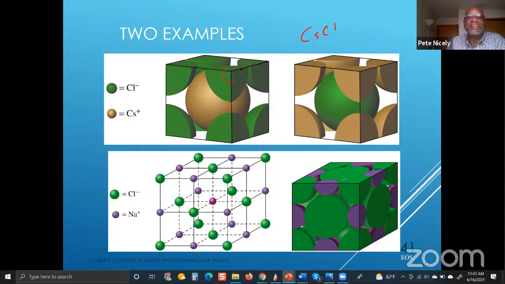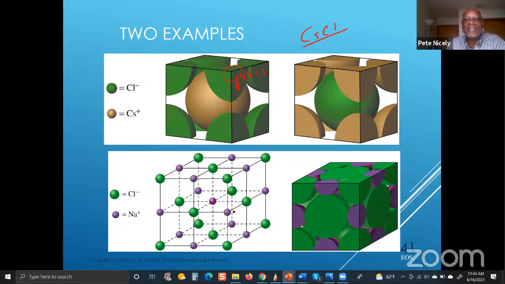Okay, so each of these chlorine atoms is being shared between 8 cubes. Therefore, this represents 1/8 of a chloride ion, and there are 8 of them, so 8 times 1/8 would be equal to 1. So each unit cell contains 1 chloride ion. Therefore, the ratio of chloride to cesium ions would be 1-to-1, all right?